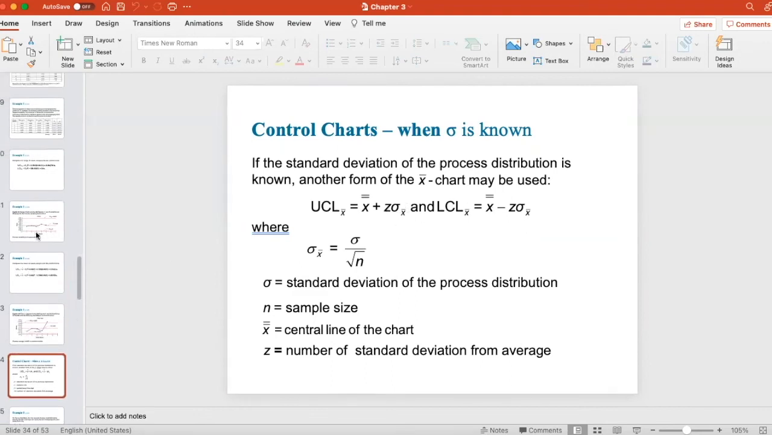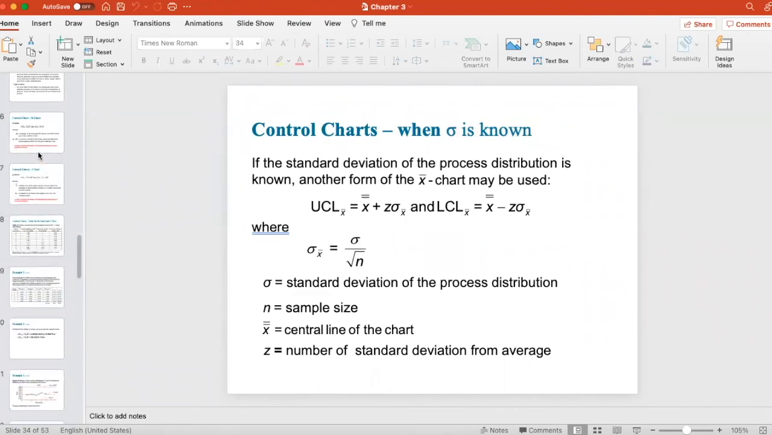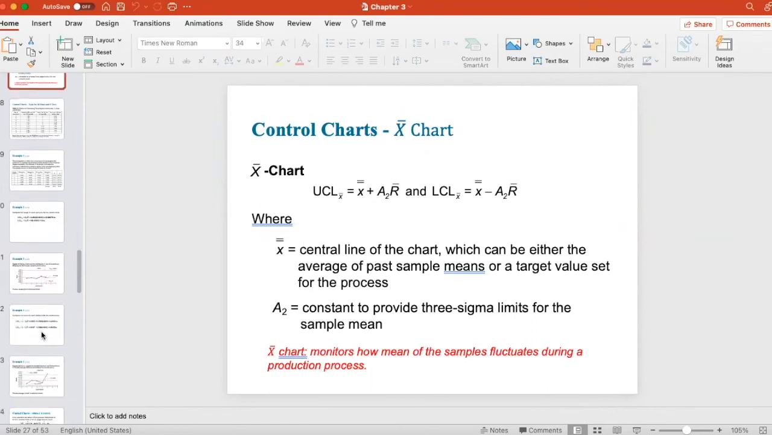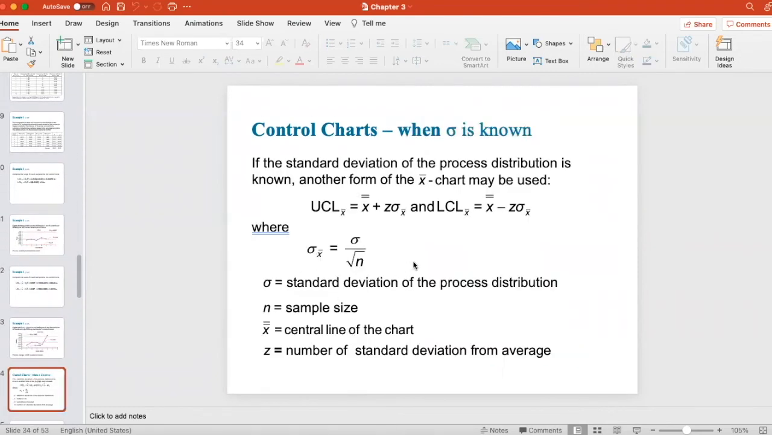Remember, in the first version, when we calculate the UCL and LCL, we use a table to get A2, and we also calculate R bar. But in this version, we do not do it that way. Here, we calculate the corresponding Z value and the corresponding sigma X bar. Let me illustrate one by one.